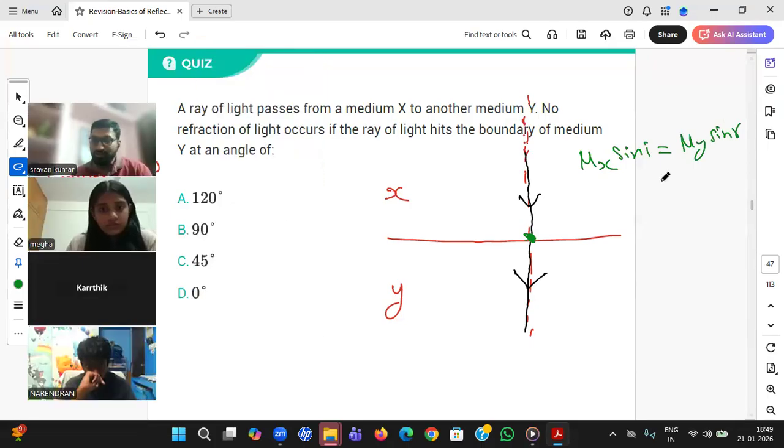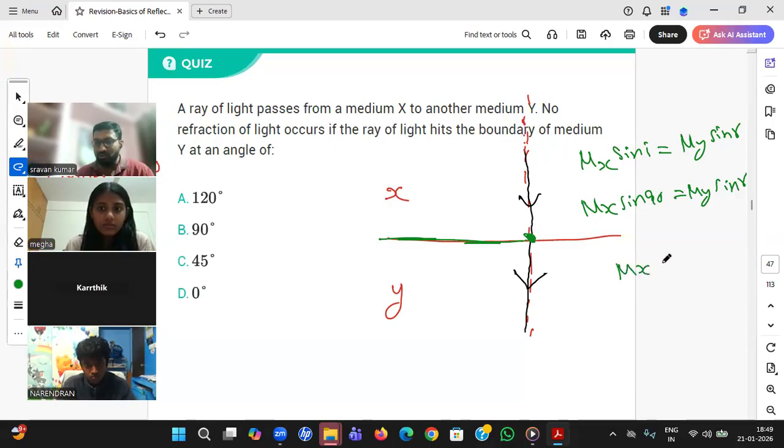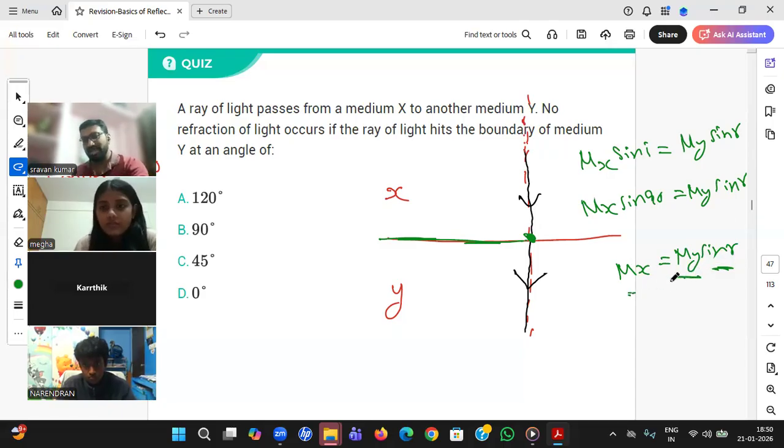Now, what should this angle of incidence be so that these two values can be equal? When can that be equal, student? You take some angle, you take sine i equal to 90. That means the light ray you are taking like this. So mu x sine 90 equal to mu y sine r. r I don't know. So mu x equal to mu y sine r. Student, here we can't predict. Sir, mu x, mu y both are different, but what sine r is we can't predict at all. So that scenario is very tough.